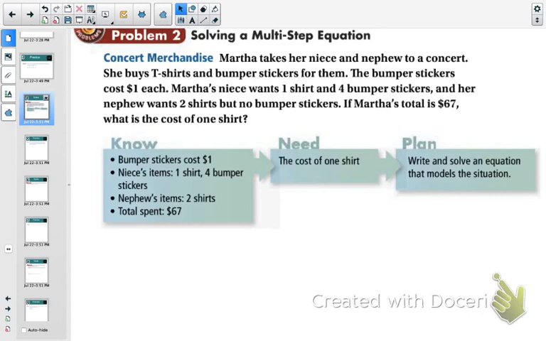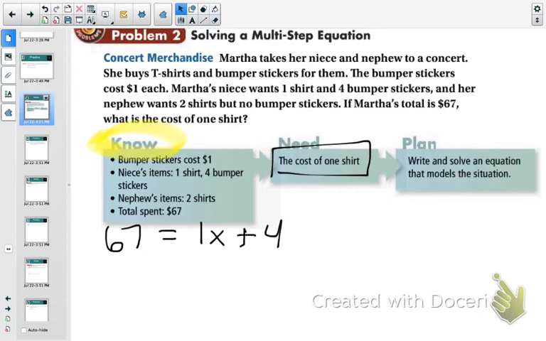Okay, so we know right here that bumper stickers cost $1. We need 1 shirt, 4 bumper stickers for the niece, 2 shirts for the nephew. Total spent is $67. We want to know the cost of 1 shirt, so that tells us what our variable should be. Okay, so let's write and solve an equation. So I'll start with the total. Okay, so I know I'm spending $67, so that's going to be over here. So 67 equals, I know that I need 1 shirt for the niece, and that's going to be my variable because I don't know what that is, plus 4 bumper stickers, which are each $1, so that's going to be $4, plus 2 shirts for the nephew.